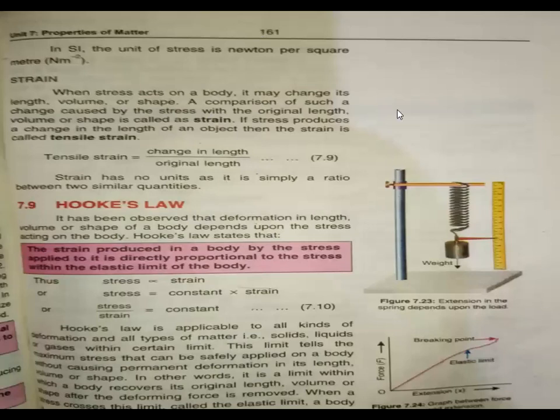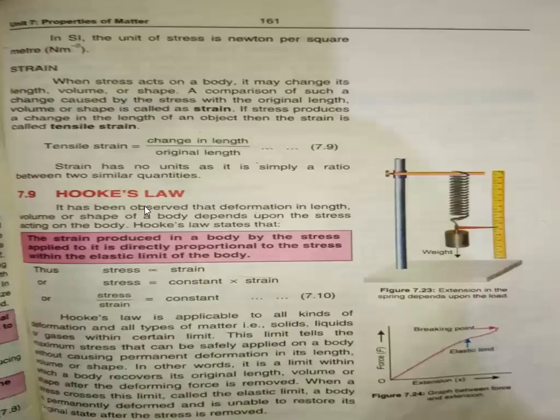Okay. Hooke's law. The strain produced in a body by a stress applied to it is directly proportional to the stress within the elastic limit of the body. So when we apply a force on a body, for example on a spring, you might have seen that after the application of the force, the spring will stretch or compress under the action of the force. What will happen?